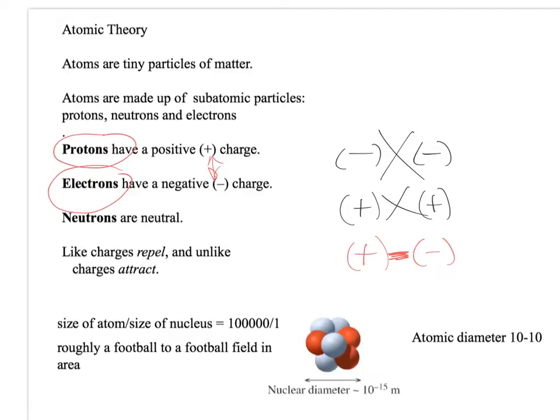Okay, let's talk here at the bottom of the slide, the size of an atom and the size of the nucleus. The nucleus is really tiny in comparison to the space, what we call the volume, that an atom takes up. Down here, I have this little analogy. It says roughly a football to a football field in area. So imagine a football field and how big it is, and then you've got a single football sitting somewhere on the field. The single football is the nucleus. The field is the space that the entire atom takes up.